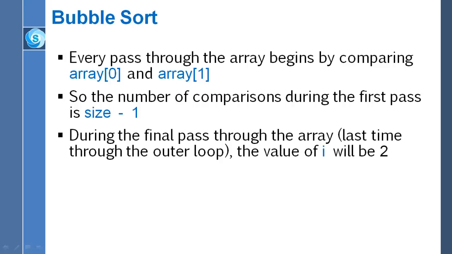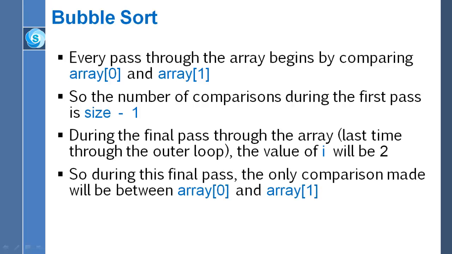Okay? In stark contrast to that, let's think about the final pass through the array. So here I mean the last time we go through the outer loop. Well, what's the value of I on the last time through the outer loop? If you go check the header, you'll see that the outer loop terminates when I becomes 1, and so that implies that the value of I on the last pass through the body of the outer loop is going to be 2.